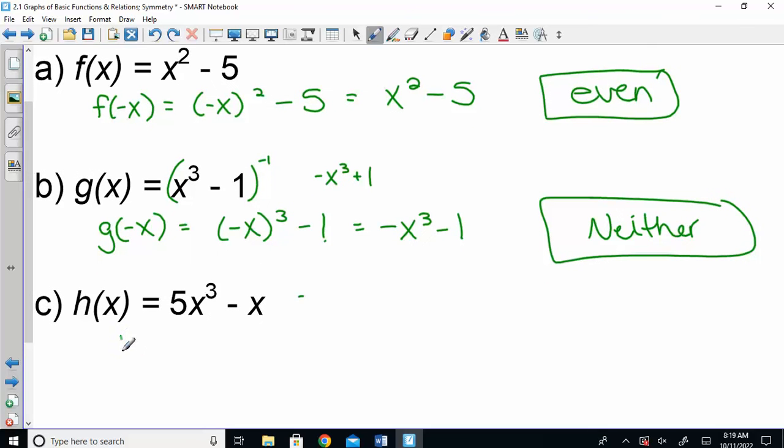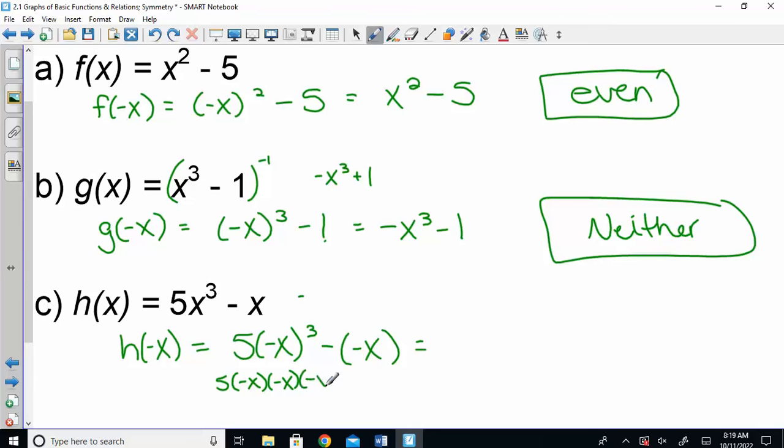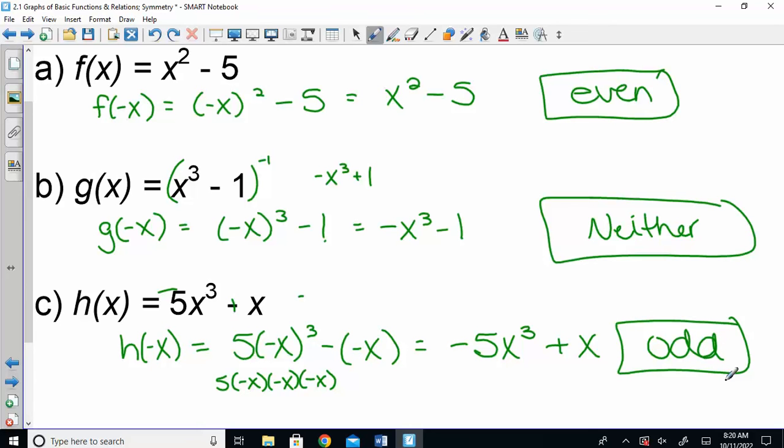Let's see. If I put in a negative, okay, 5 times negative x cubed. So this means 5 times negative x times negative x times negative x. What does that equal? Negative 5x cubed. Minus a negative, so plus x. That is the exact opposite. It's like taking my original and distributing a negative through it. So that is odd.